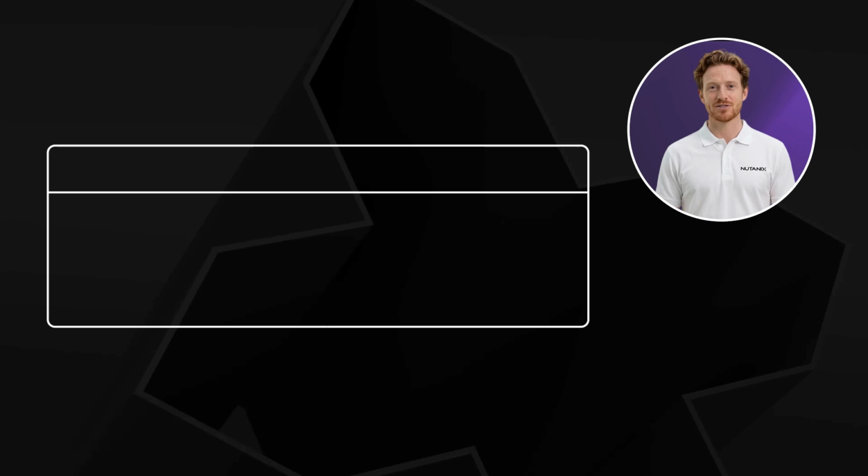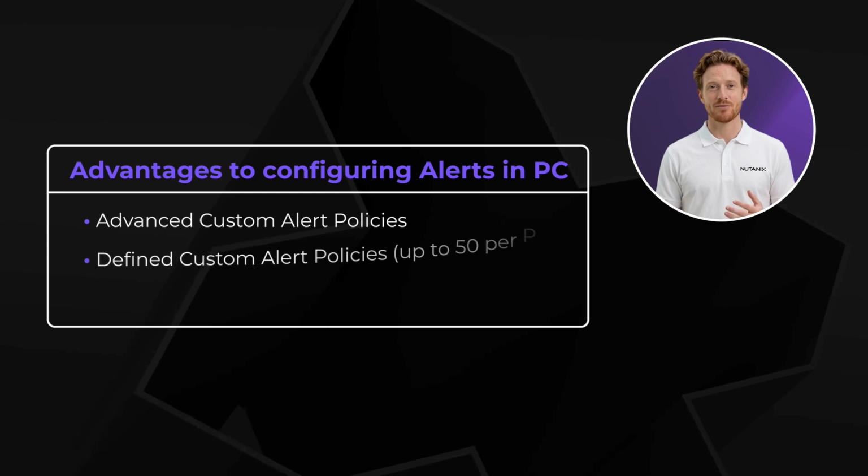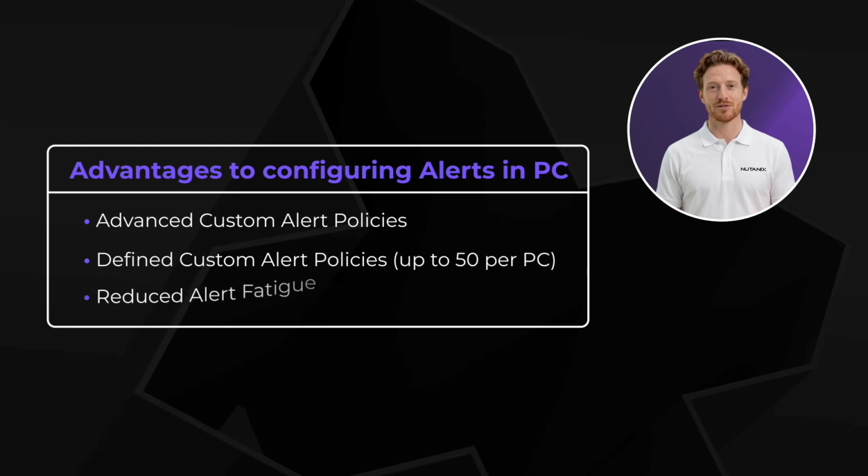Here are some advantages to configuring alerts from Prism Central. Advanced Custom Alert Policies: this allows administrators to tailor alert conditions and notifications to their specific environment. Prism Central allows you to create user-defined policies, up to 50 per PC instance.